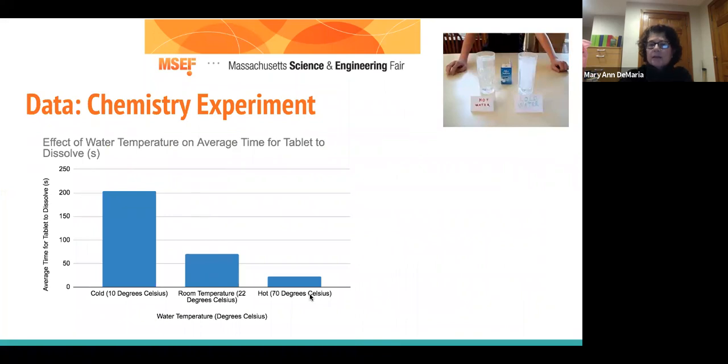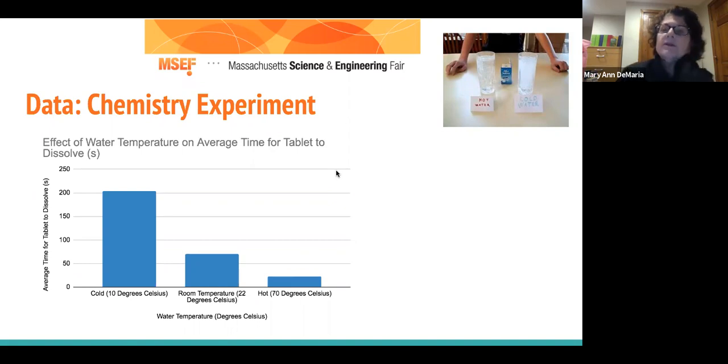So they support it, right? As the temperature increases, the rate of the reaction also increases. And by that, we mean it takes less time for the tablet to dissolve. It took 20 some seconds on average here, but over 200 seconds on average here with the cold water. Okay. We good? Can I move?